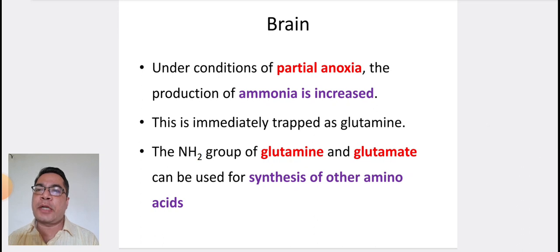Under conditions of partial anoxia, the production of ammonia is increased. This is immediately trapped as glutamine. The amino group of glutamine and glutamate can be used for synthesis of other amino acids.